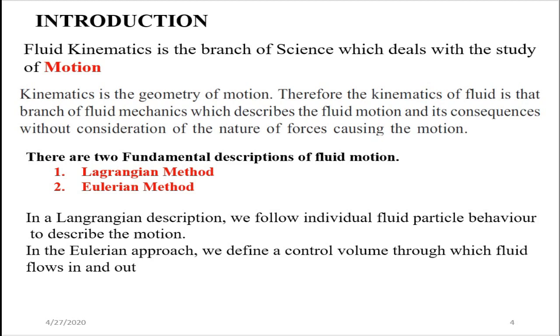We will consider fluid variables as a function of space and time within a control volume. Therefore, the Eulerian description of fluid motion is more commonly used to describe fluid flow. Therefore, the Eulerian method is the most convenient method to describe the flow field.